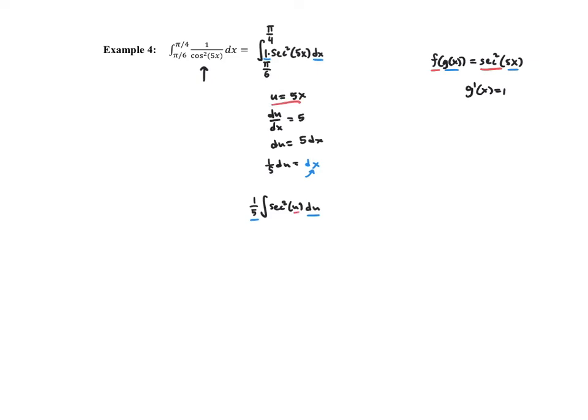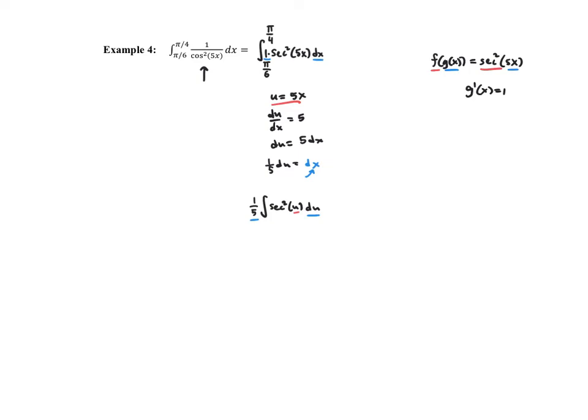Now, if you were to tag pi over 6 and pi over 4 right now, you'd be incorrect, because these are the limits on x, not on u. All right, so don't be doing that. That's bad form. Okay, so what we want to do is this.